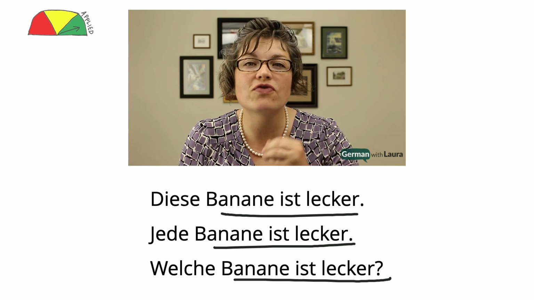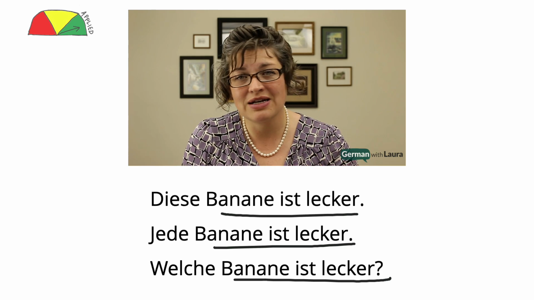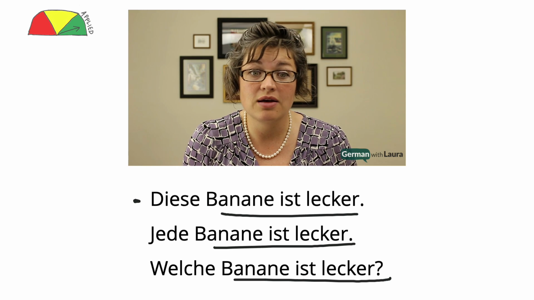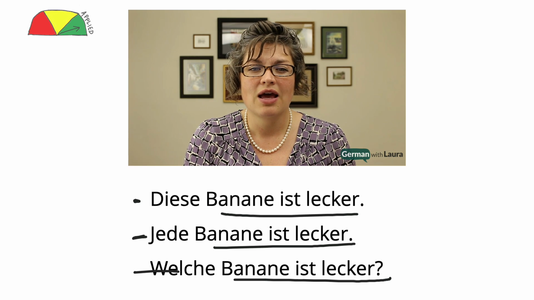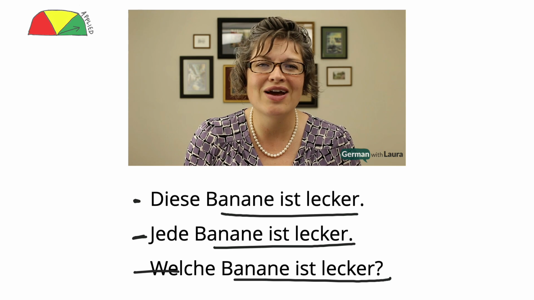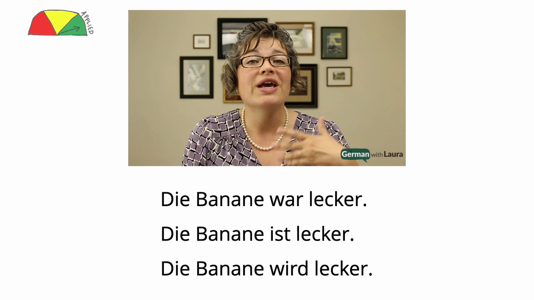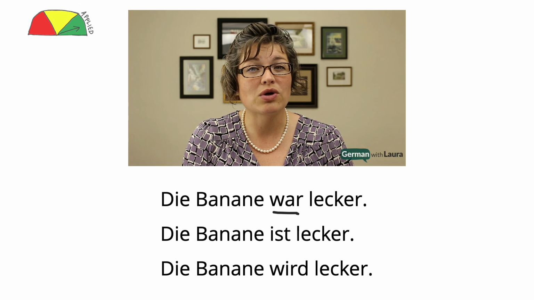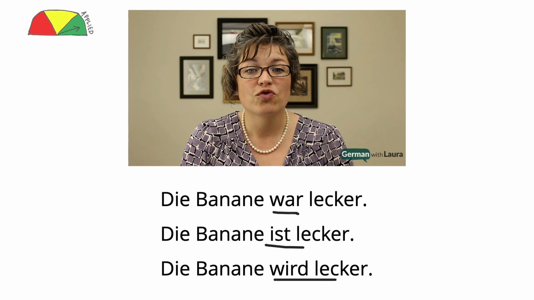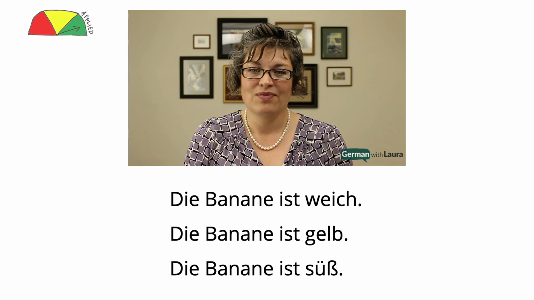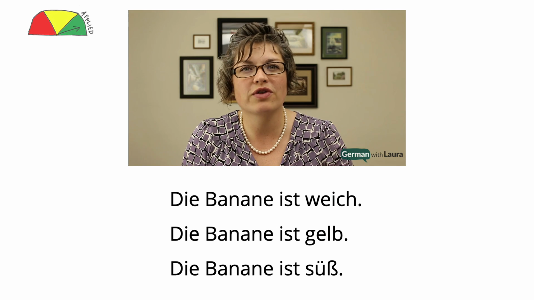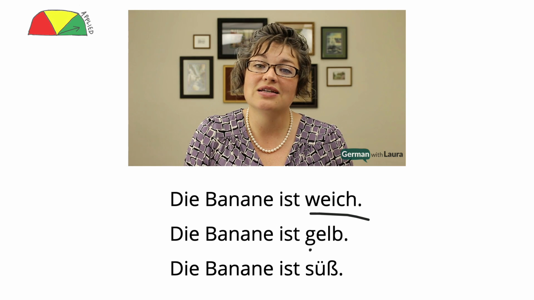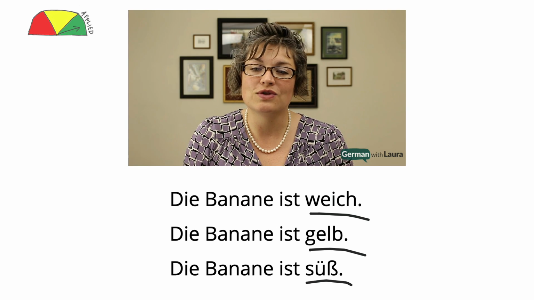And what's changing? The first word is changing. Instead of saying die Banane every time, the banana, here we're saying diese Banane, this banana, jede Banane, every banana, and then welche Banane ist lecker, which banana is delicious? We can also change the verb component to our sentence. We can say war for was, ist for is, wird for will be. Or finally, we can change that 4th component, the adjective, and we can say die Banane ist weich, it's soft. Die Banane ist gelb, it's yellow. Die Banane ist süß, it's sweet.